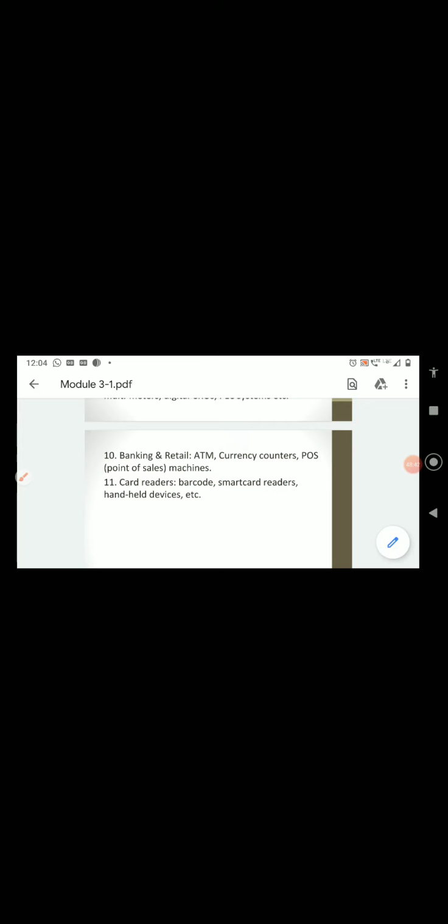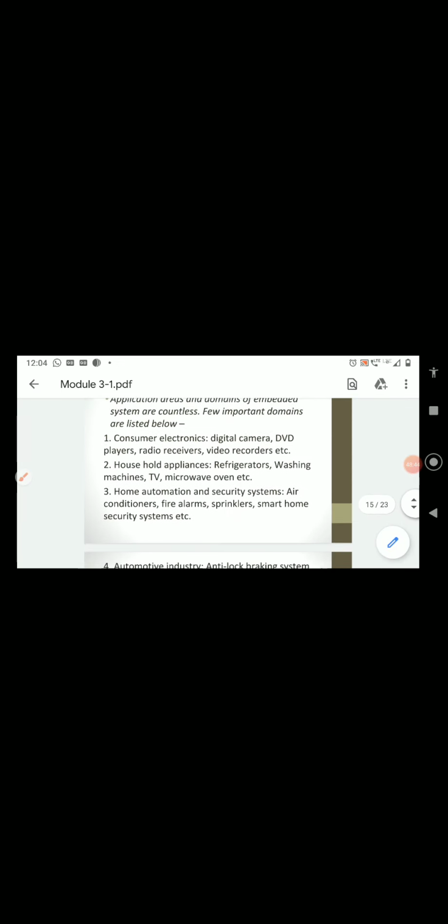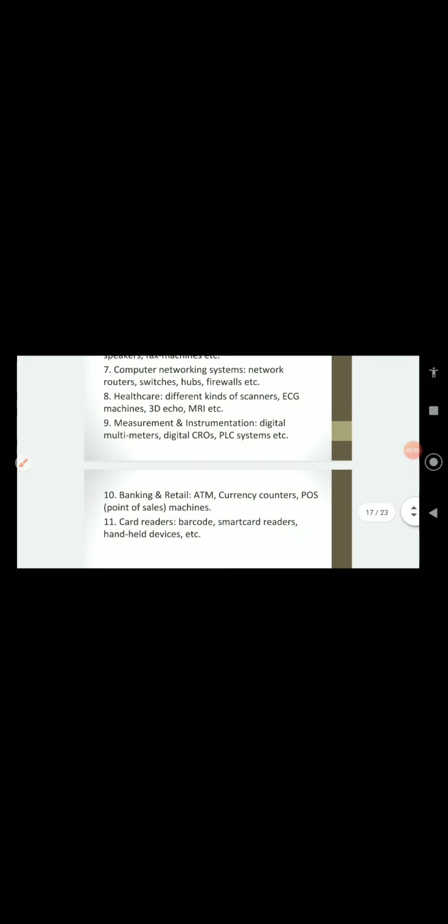So these are the major application areas of embedded systems. These are not the applications, these are the application areas. We have listed only a few, the important ones. There are n number of application areas of embedded systems available.